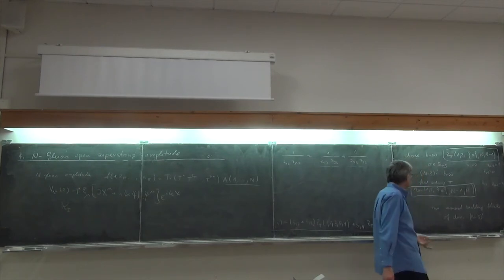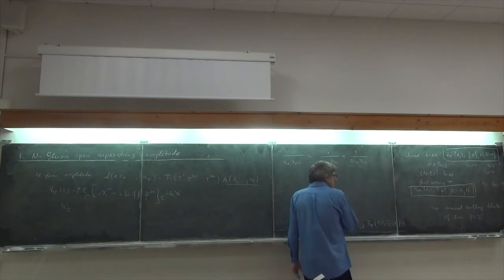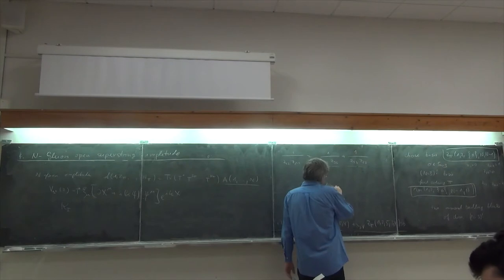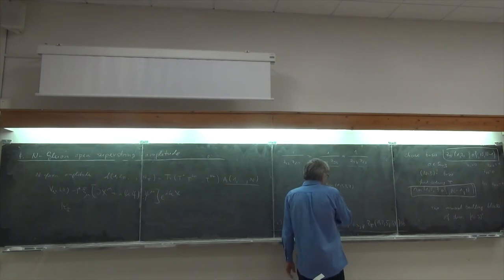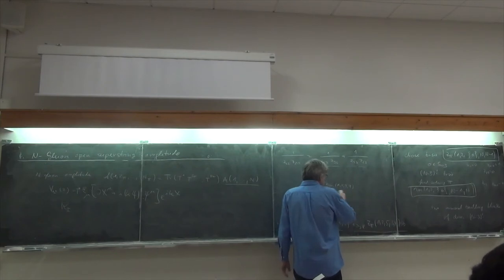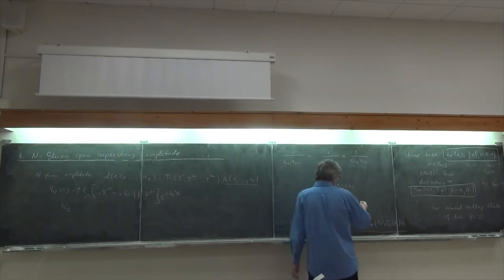These are the amplitudes. So, how do they look like? The simplest is the four-point amplitude. How does it look like? You have to compute it using the Feynman rules. So this is color order 1, 2, 3, 4. What contributes to this? You have to compute this Feynman diagram with ordering 1, 2, 3, 4.